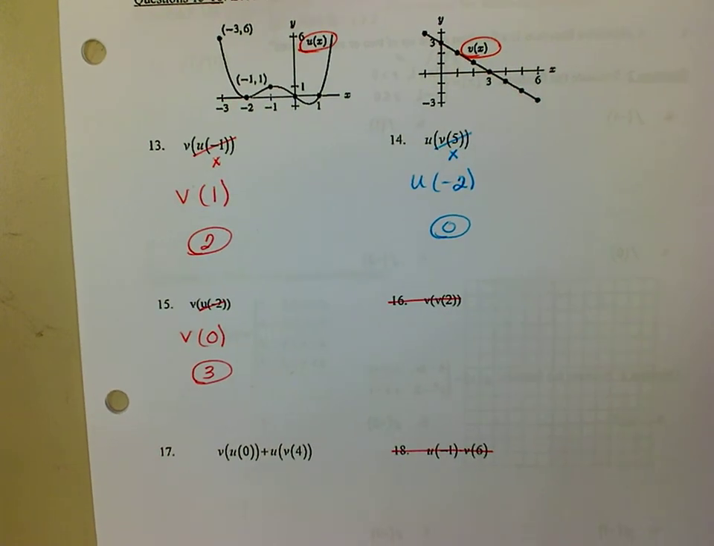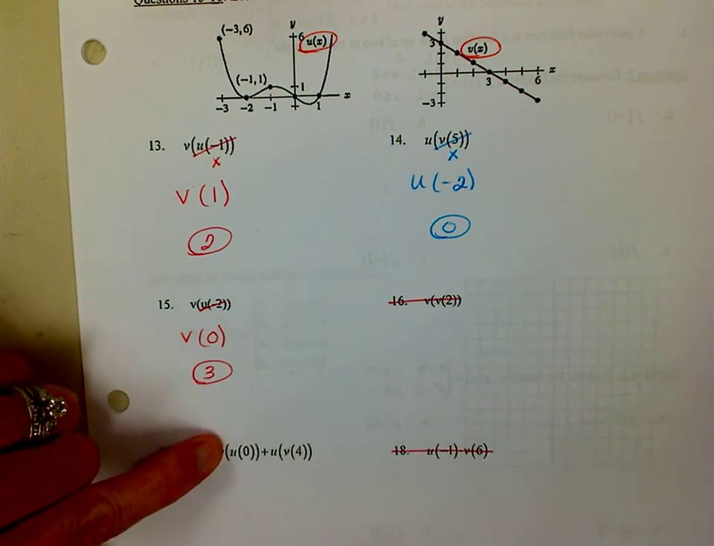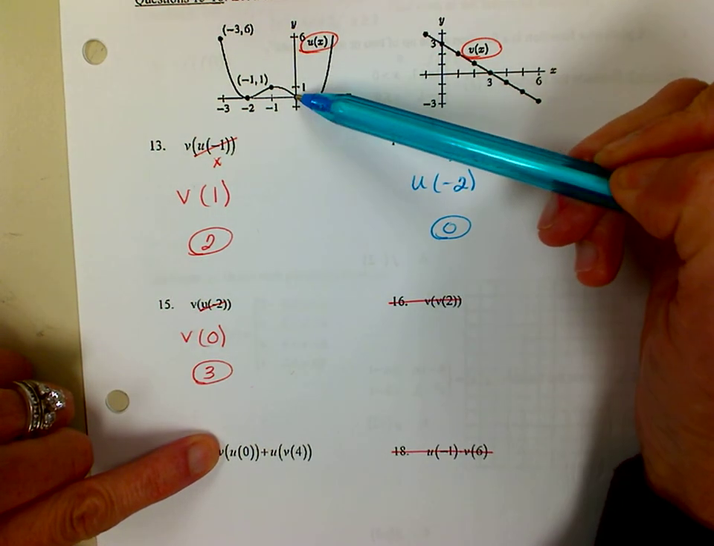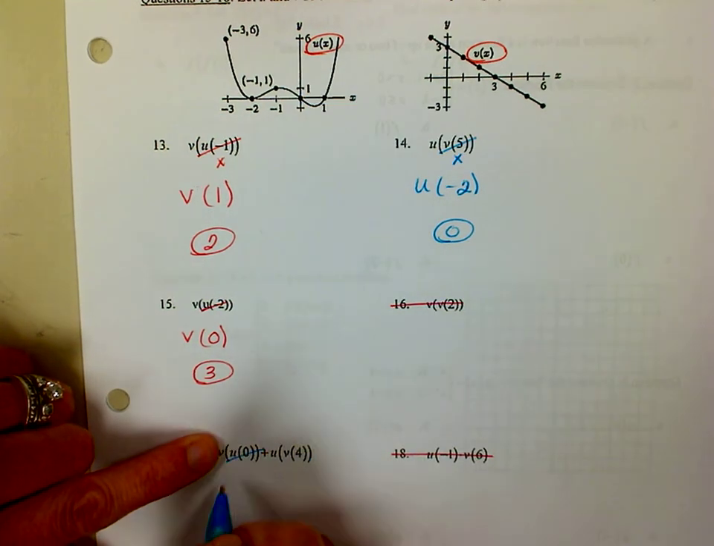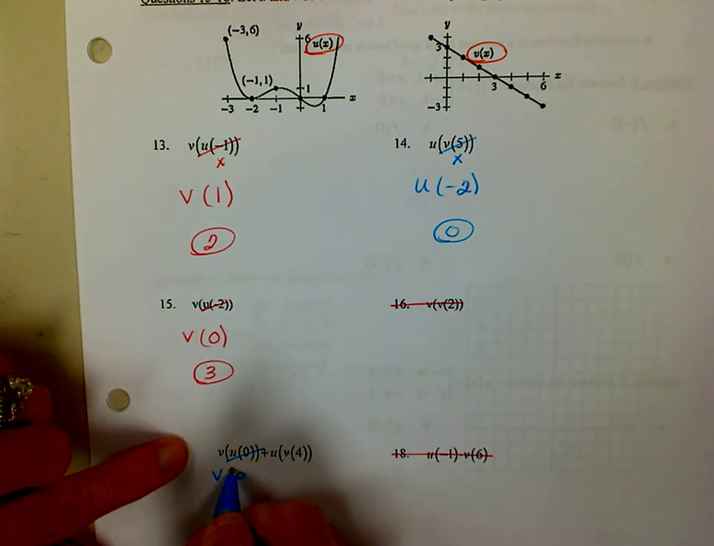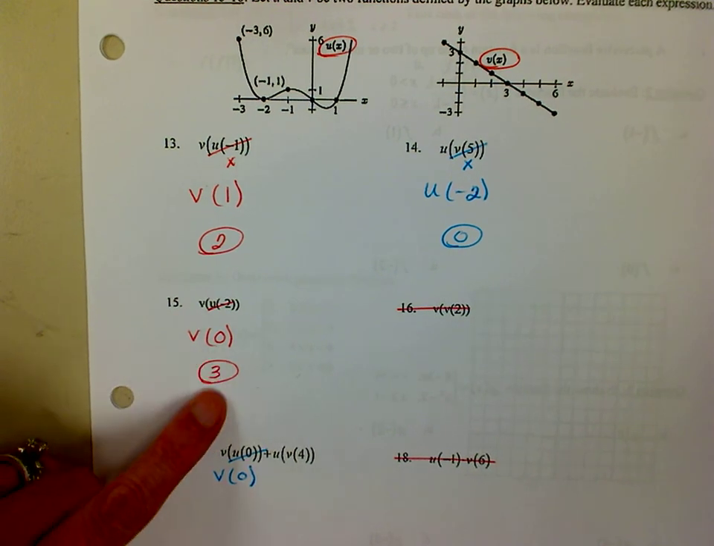All right, last one. We got a bunch of stuff going on here. So first I'm going to do u of 0 because I want to do the innermost parentheses first. So that would be right here. I'm already at my graph. So u of 0 is 0. Now I'm going to do v of 0, which we found right here. V of 0 was 3.